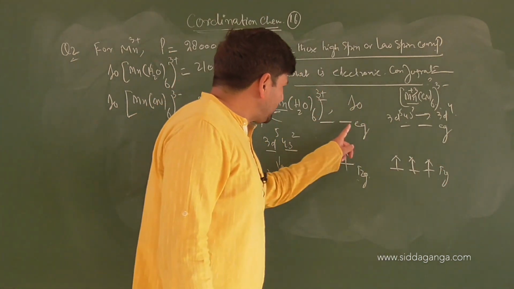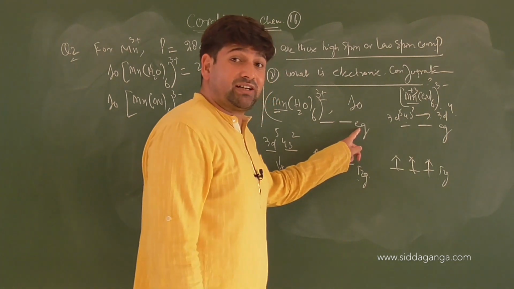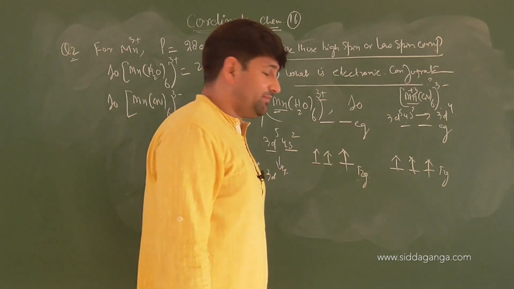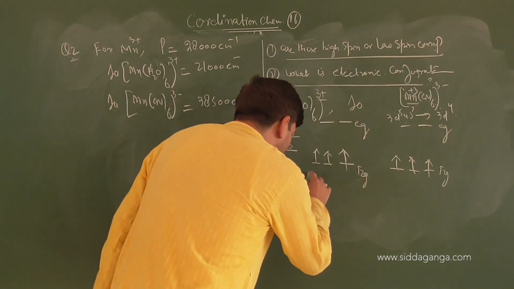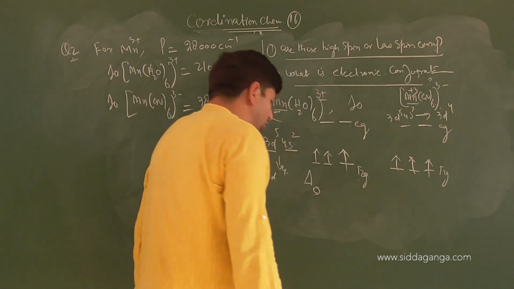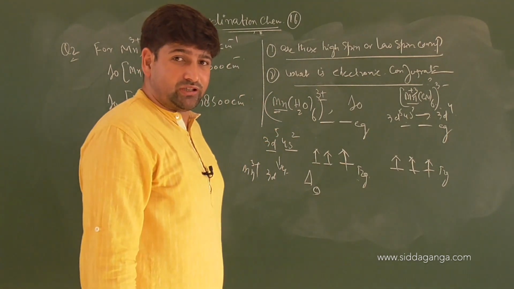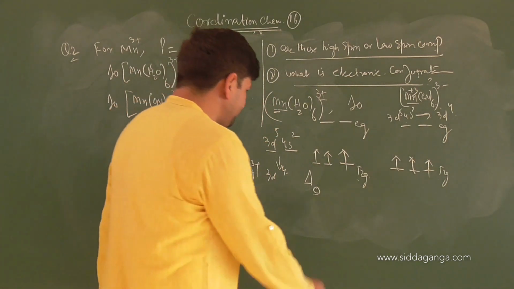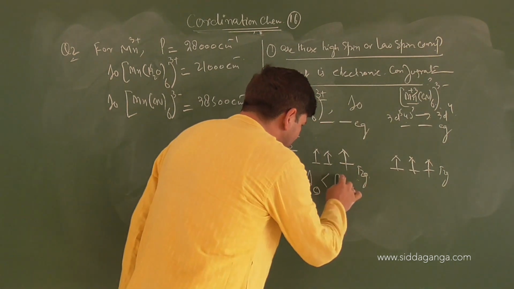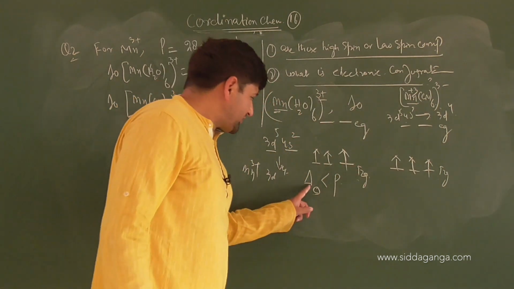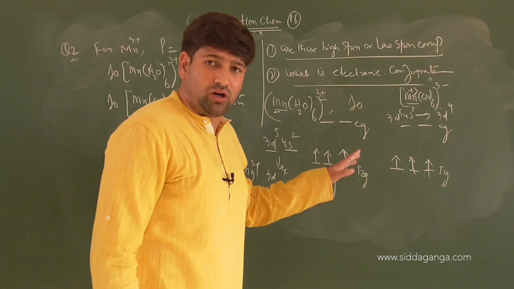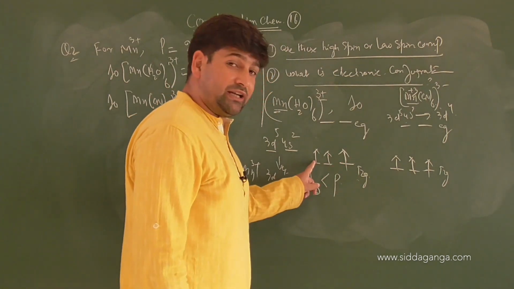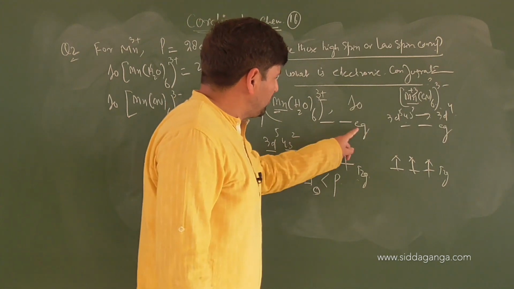Now, when the fourth electron has to enter the eg set, there's a condition that needs to be met. What is that condition? The fourth electron will go to the eg set when the crystal field splitting energy in an octahedral field, that is delta 0, is less than the pairing energy. If the crystal field splitting energy is less than the pairing energy, the fourth electron will not pair up, because pairing needs more energy. It would like to go to the eg set.